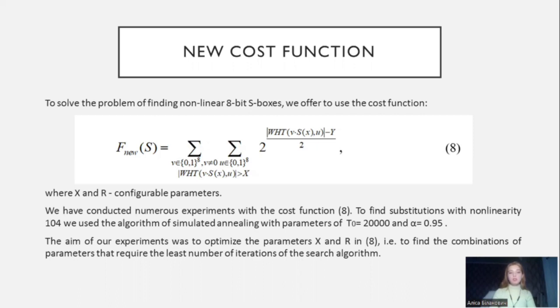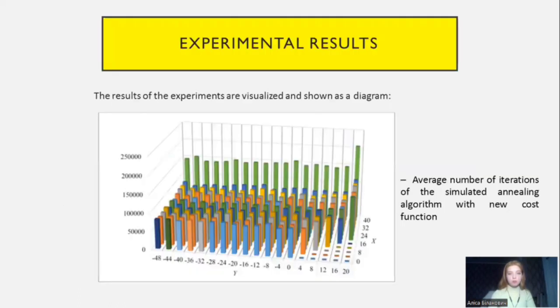We have conducted numerous experiments with the cost function 8. To find substitutions with nonlinearity 104, we use the simulated annealing algorithm with parameters T0 20,000 and alpha 0.95. The aim of our experiments was to optimize the parameters x and r to find the combination of parameters that requires the least number of iterations of the search algorithm. The results of experiments are visualized and shown as a diagram, which represents the average number of iterations of the simulated annealing algorithm with the new cost function.